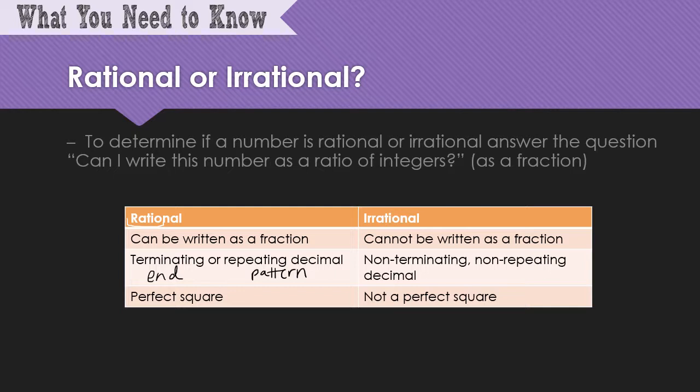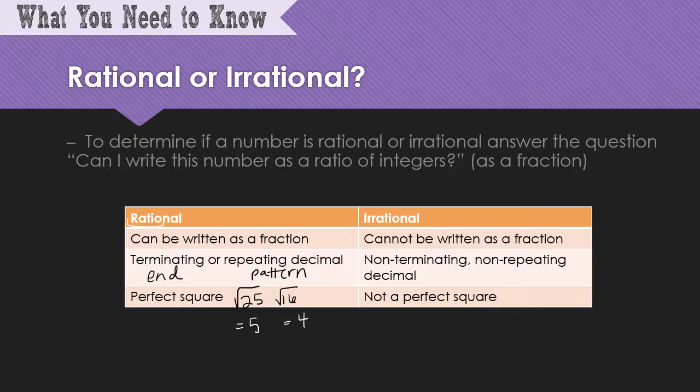Other examples of rational numbers include perfect squares. So a perfect square is something like the square root of 25 or the square root of 16, because when you simplify those, you end up with an actual rational number.